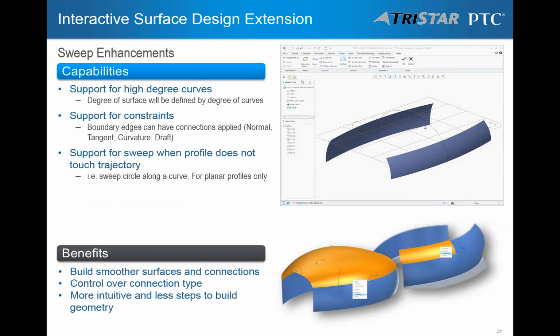So with the sweep enhancements, we have support for high degree curves. The degree of surface will be defined by the degree of curves. Support for constraints. Boundary edges now can have connections applied, normal, tangent, curvature, draft. And support for the sweep when the profile does not touch the trajectory. For example, sweeping a circle along a curve for planar profiles only.